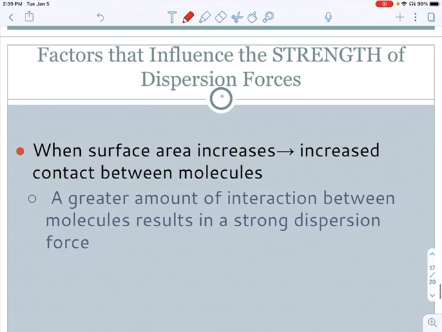The last factor that influences the strength of dispersion forces is surface area. And molecules with larger surface area tend to have stronger dispersion forces because there's more places for molecules to contact each other. Remember, IMFs are between neighboring molecules. If molecules can contact each other in more places, then they're going to be more strongly attracted to each other. You can think of it like Velcro. The larger your piece of Velcro, the stickier it's going to be.